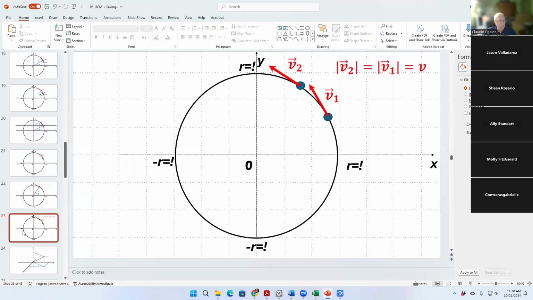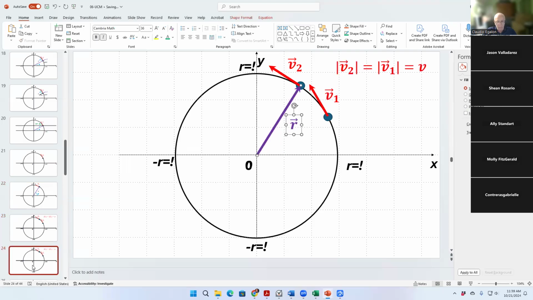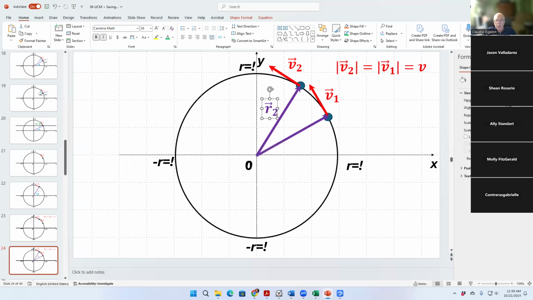And now we're going to do something else. I'm gonna get back my R position, R vector position here. This one is going to be R2. And the other one is going to be what? R1. And I'm gonna rotate it just a little bit. R2, and the other one is R1, right? Make sense?